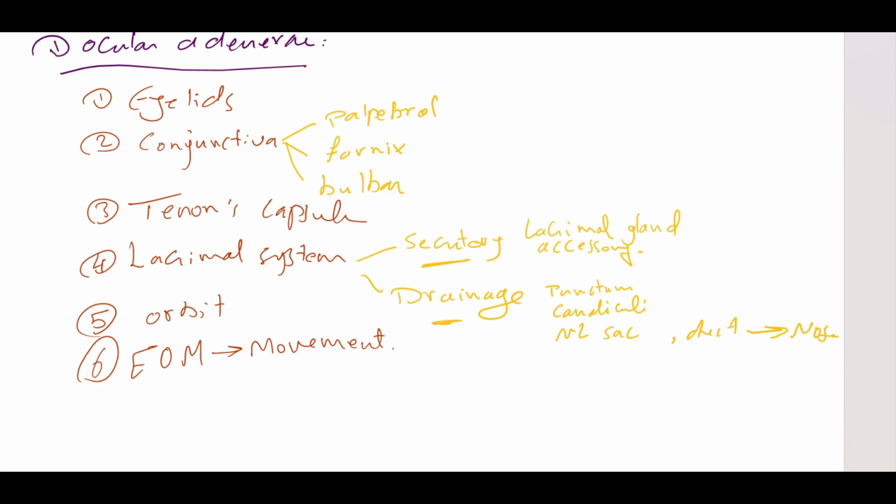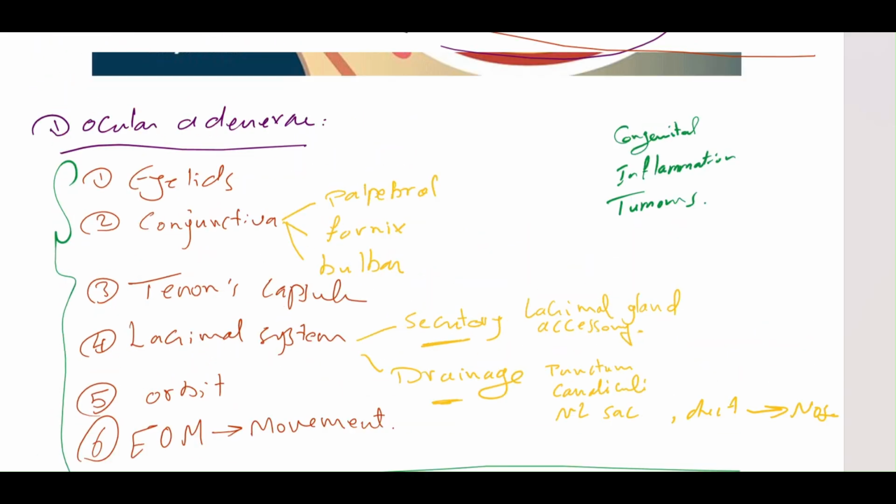Each of these ocular adnexa has congenital disorders, has inflammation, tumor. So you need to be aware of these ocular adnexal structures. Now we move to the eyeball itself.